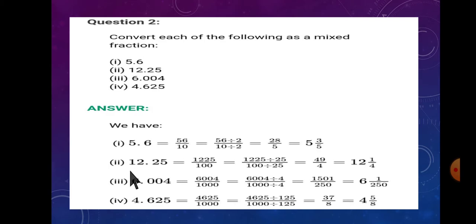Let's see one more example. Second one, 12.25. From 12.25 we will convert into a fraction, because after the decimal there are 2 digits, that's why we will add two 0s. Then both are divisible by 25, so we will divide by 25. Then convert into simplest form. So what is the simplest form? 49 upon 4. The numerator is greater than its denominator, so by dividing we will convert it to 12 whole 1 by 4.